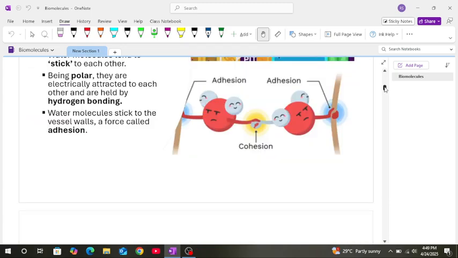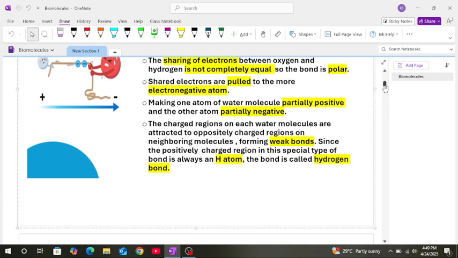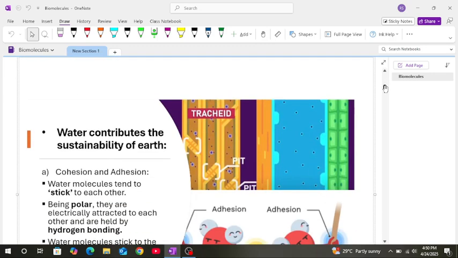Okay, now this particular concept is related to the cohesion of water molecules. Right, this one. Water contributes to the sustainability of Earth. Now, see, our Earth is made up of water as well as land part. So the reason or the logic of this much existence of water is because of different unique properties present in the water. And one of those properties is cohesion.